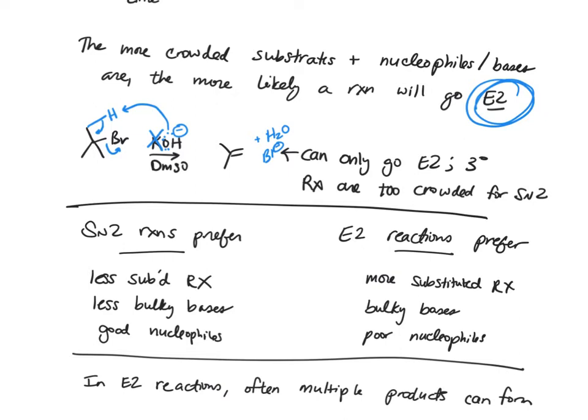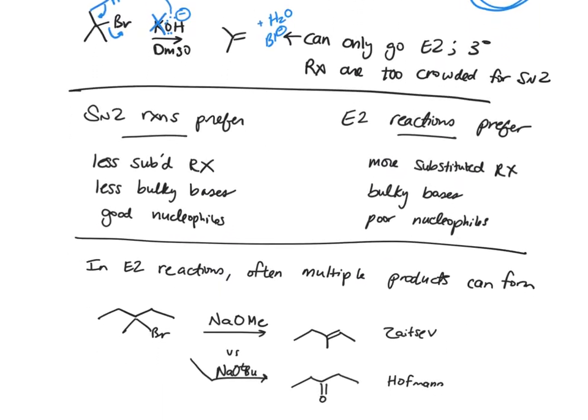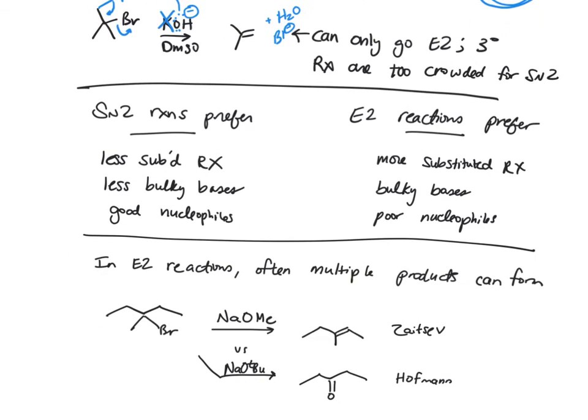You can only go E2 when you have substrates that are too crowded for SN2 if the base is not bulky. SN2 reactions prefer less substituted alkyl halides, less bulky bases, and good nucleophiles, whereas E2 reactions prefer more substituted alkyl halides, bulky bases, and poor nucleophiles.